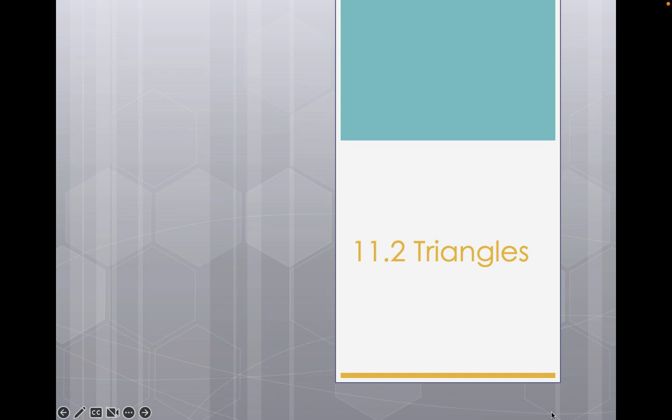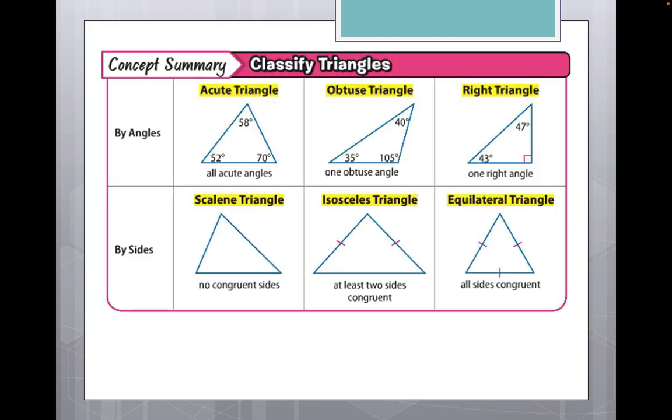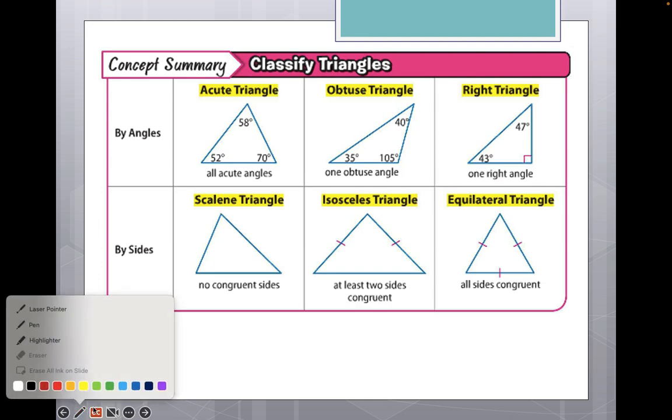In this video, you will learn how to classify triangles and find the missing angle measure in a triangle. When you classify triangles, you can classify them in two ways. You can classify them by their angle measures and/or by their side lengths. When you classify triangles by their angle measures, there are three different classifications that exist.